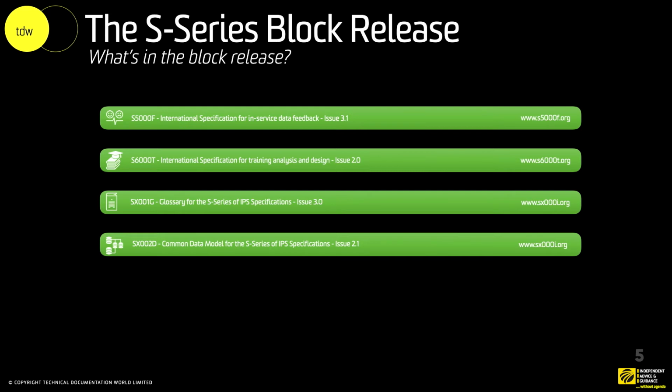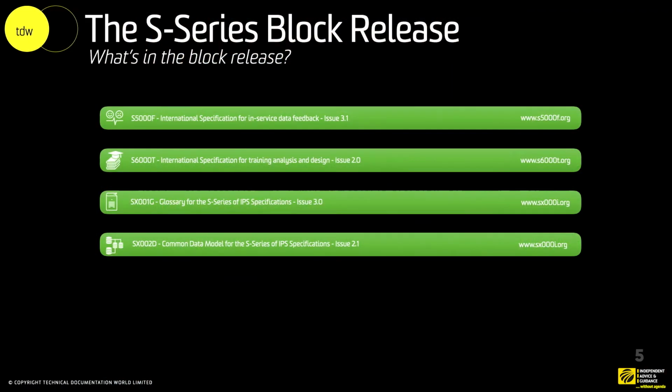SX002D is the common data model. If you don't know what the common data model is, go and download that specification. How do we get the data flows from all of these S-Series specifications talking to each other? How do we align those data flows? And we're going to be talking a little bit about the common data model over the coming weeks.